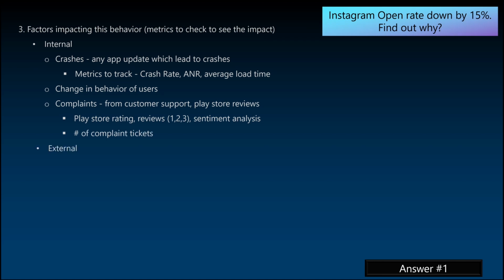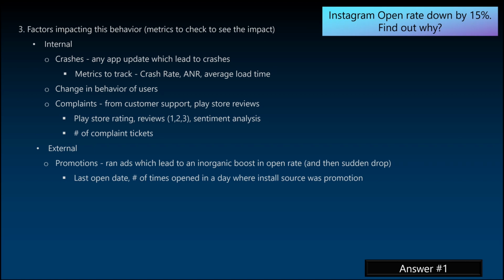Now, some of the external factors include: 1. Promotions. Did we run ads which led to an inorganic boost in open rate and then the subsequent drop? To check this metric, we have to identify the last open date and the number of times the app is opened in a day for users whose install source was promotion. And the last one is around competitor shift. Did we see any big changes in our competition?